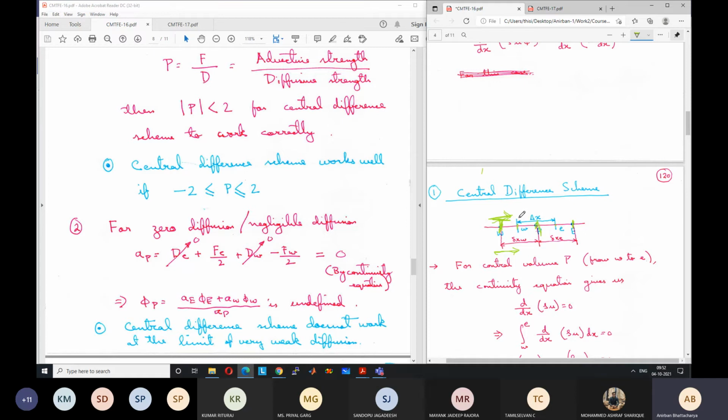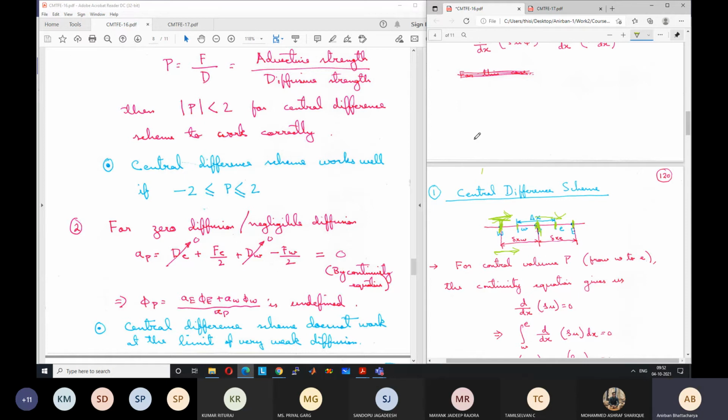Only some diffusion can occur. As a result, this point should be strongly affected by the upstream point. Upstream means the point before in the flow direction. Similarly, this point will be strongly affected by this temperature, not by this one, because the flow is coming in this direction. Because we did not consider that, we assumed the effect here is half of this plus half of this. It has led to this problem.